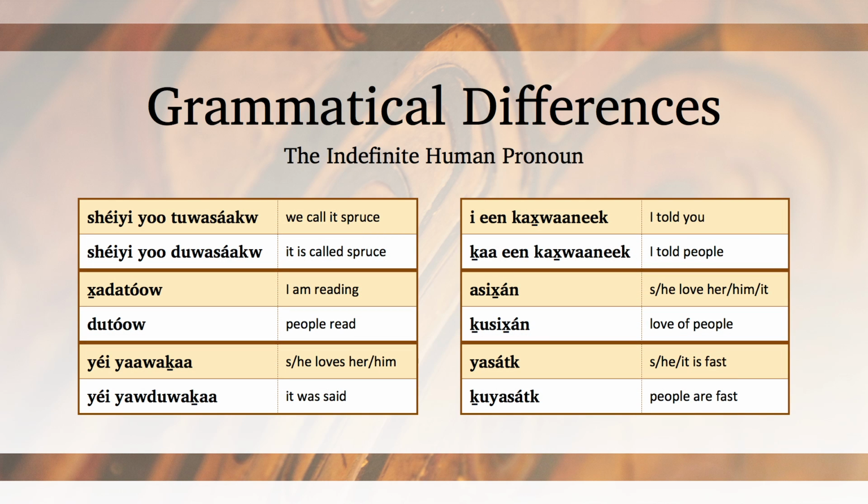One of the last things we'll do in this section is look at the indefinite human pronoun. We'll take a look at how it affects meaning. The indefinite human subject pronoun means the verb happens. The indefinite human object pronoun means the verb happens to people. We'll hear these samples from Keihéenák'w.